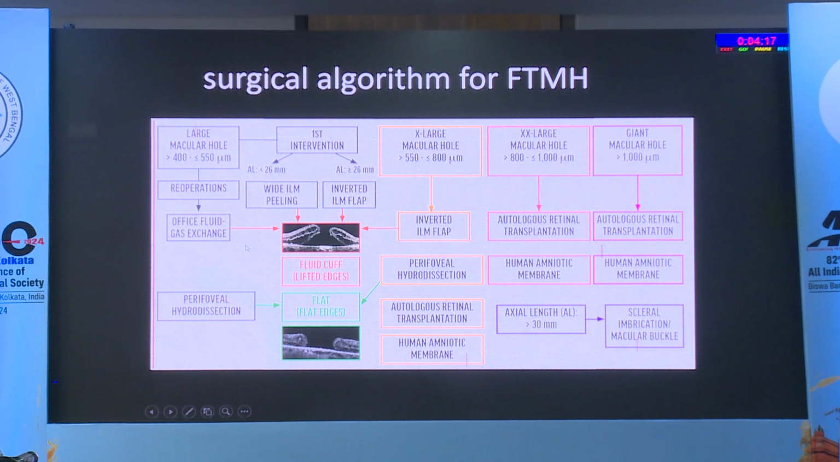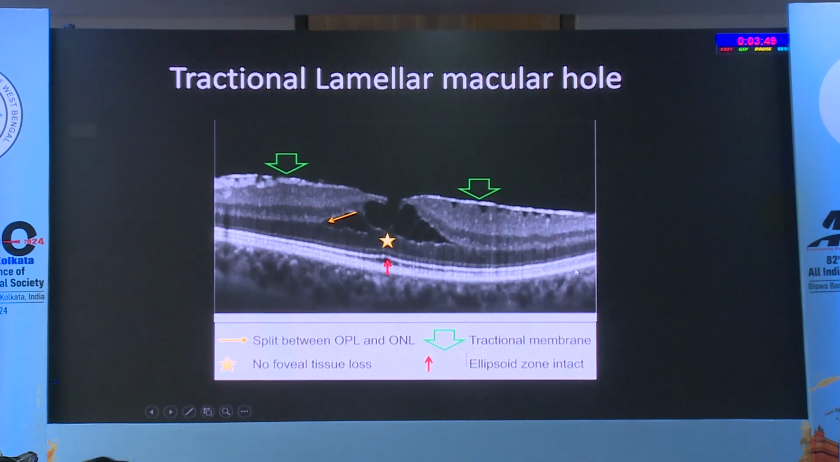If it is a re-operation, please see whether it is a fluid cuff at the lifted edges or the flat edges, which gives a clue what should be the management procedure. If there is a fluid cuff, then the office fluid gas exchange may help in the closure of the hole. If it is the flat edges, some can do perifoveal hydrodissection. If there is a larger axial length, probably one can resort to aggressive maneuvers like scleral imbrication or a macular buckle. But for large sized holes, ERT and amniotic membrane work well.